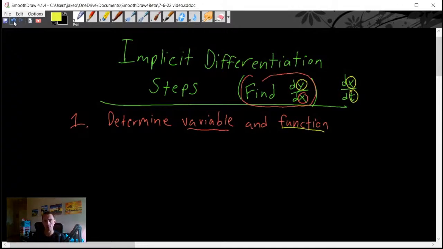Sometimes they may not say find dy/dx or find dx/dt, and you have to use context clues. In that case, you want to figure out what your independent variable is, what is the variable that you would plug in, what would be your input variable, and that's going to be your variable.